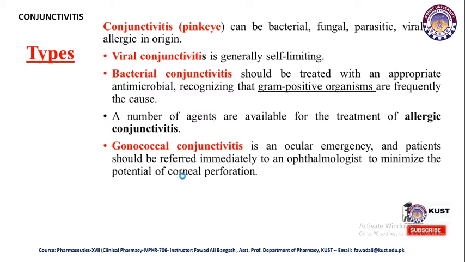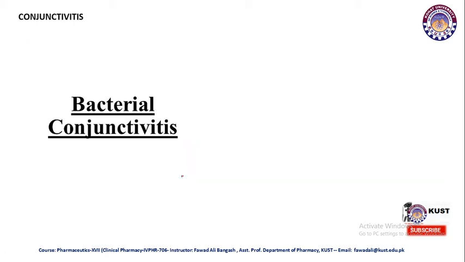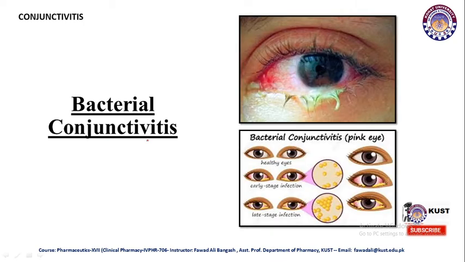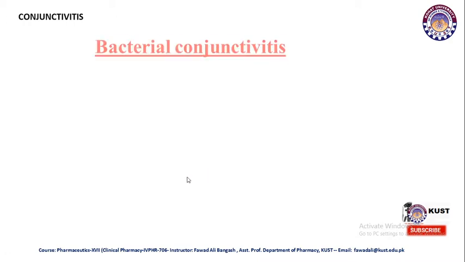So these are the types, and now we are discussing what bacterial conjunctivitis is. Like this is the redness. This is the healthy eye, this is early stage infection, and this is late stage infection, where the amount of inflammation increases. So they differentiate the normal eye, early stage infection, and late stage infection of bacterial conjunctivitis.